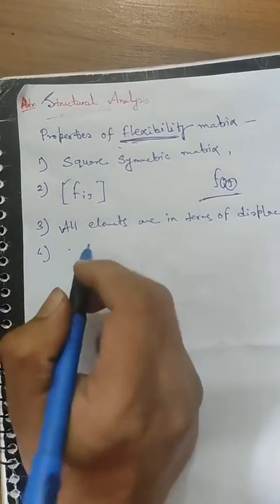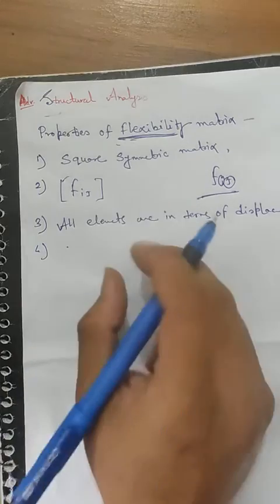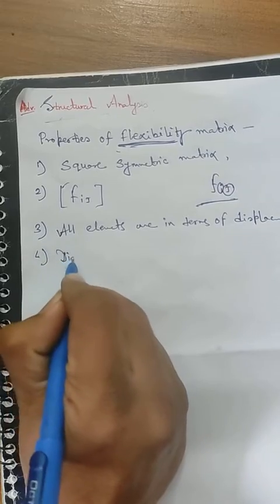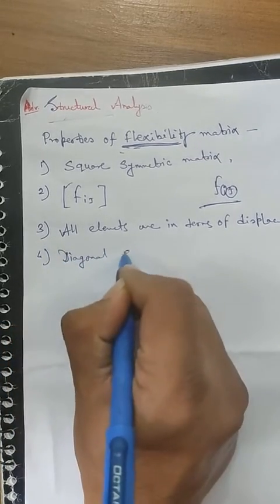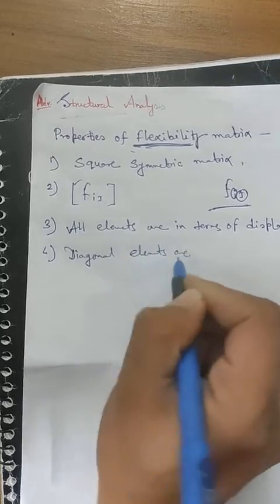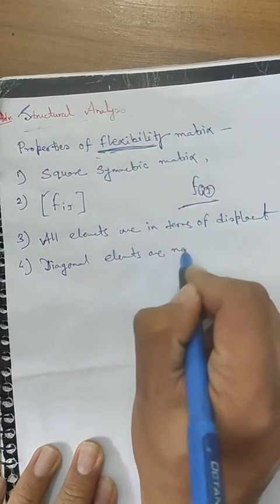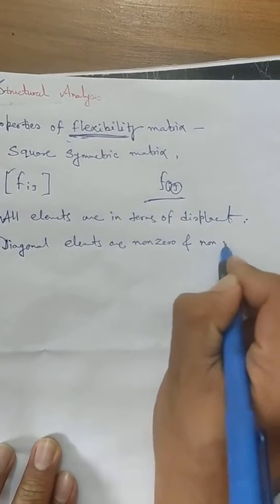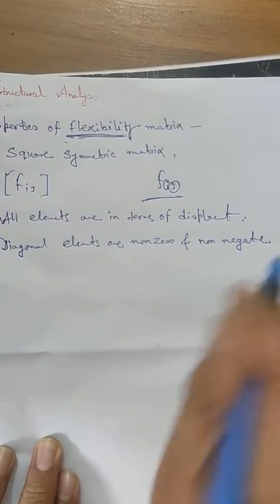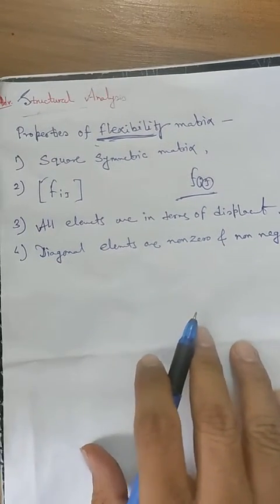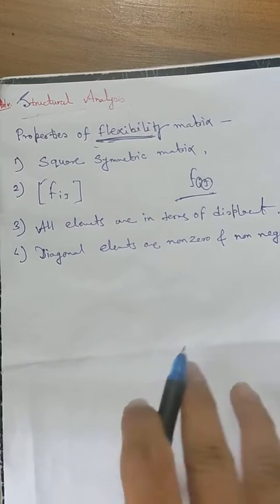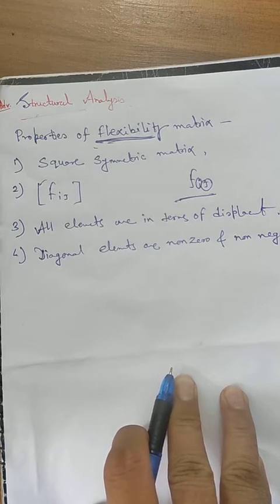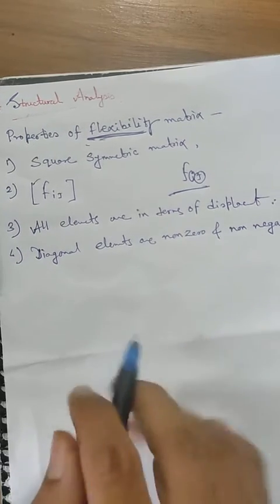And number 4 is the diagonal elements are non-zero and non-negative. Okay, and you can say the matrix is of a stable structure and it is orderly. If you say order, it is statically indeterminate.